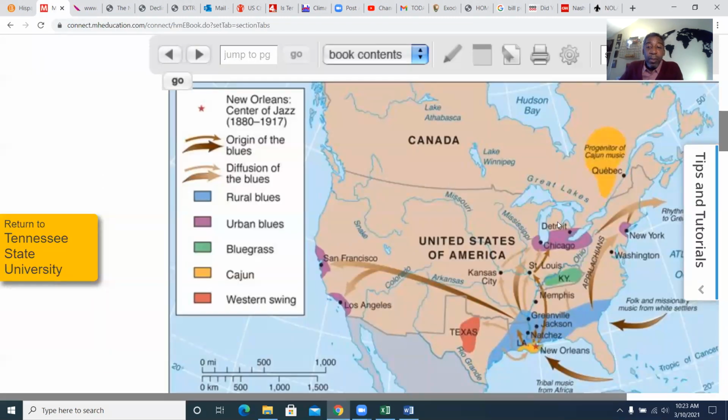And so if you go from Congo Square, New Orleans, we start off with various types of music, including Cajun music. Now, I'm going to kind of switch things up a little bit. This is a very interesting history, the origins of Cajun music. Notice that you have this yellow area symbol here, and up here in Canada, it says the progenitor of Cajun music in Quebec, Canada.